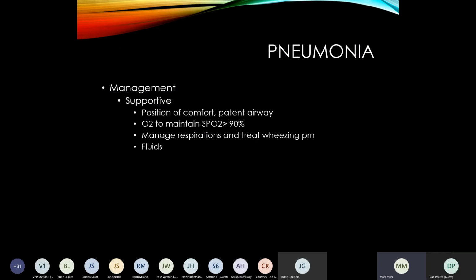Management of pneumonia: supportive, get them in a position of comfort. Oxygenation, very important. Maintain an SpO2 greater than 90% as you can. Manage respirations and treat wheezing PRN as necessary. Use albuterol and Atrovent as appropriate with that. And then they need to be hydrated, so manage fluids with fluid challenge as appropriate.